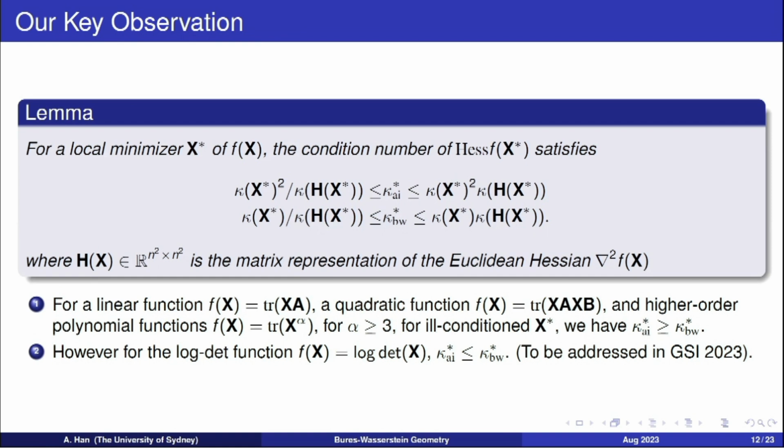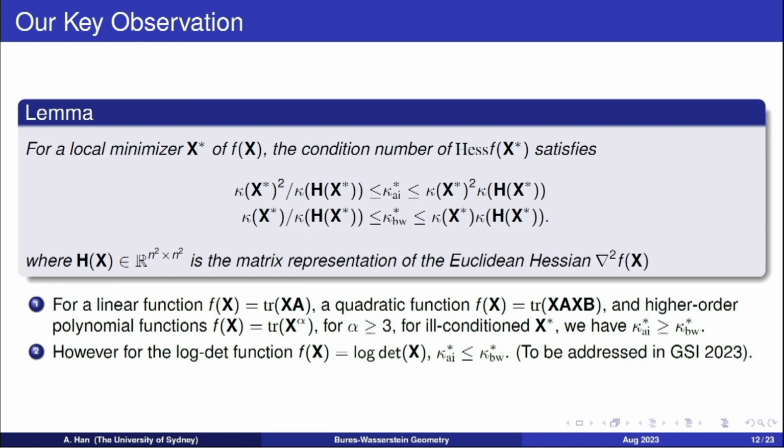Here we see that the condition number of AI is bounded according to the quadratic of the condition number of x star, which is actually the optimum point. But under the BW geometry, we see the condition number is bounded in terms of just the first order of the condition number of x star. So this formalizes our observation in the previous slide.